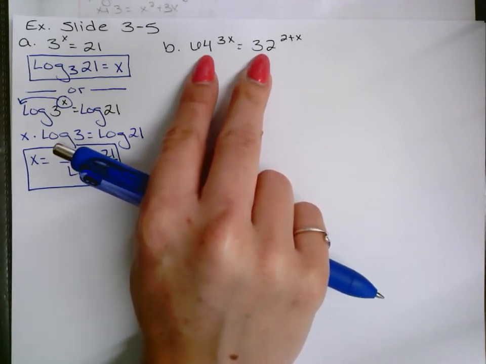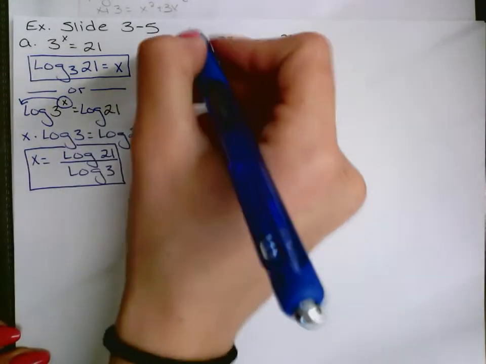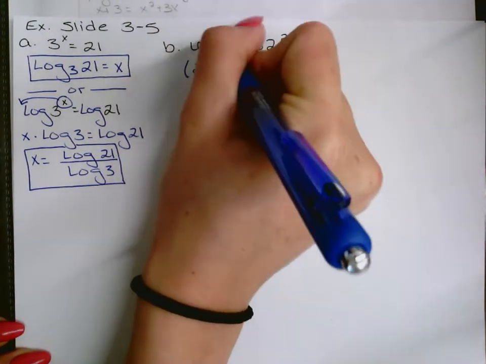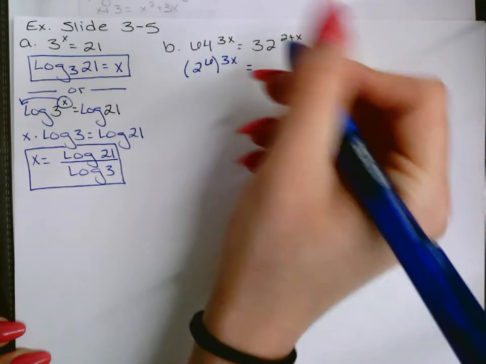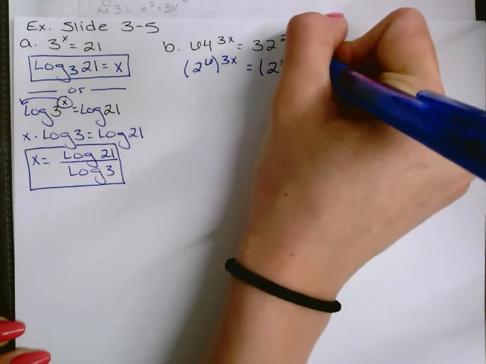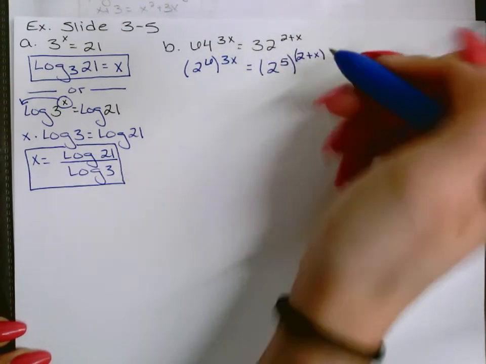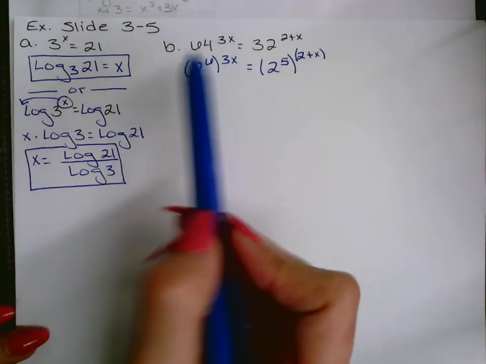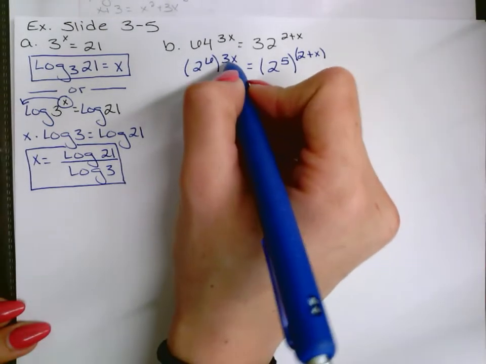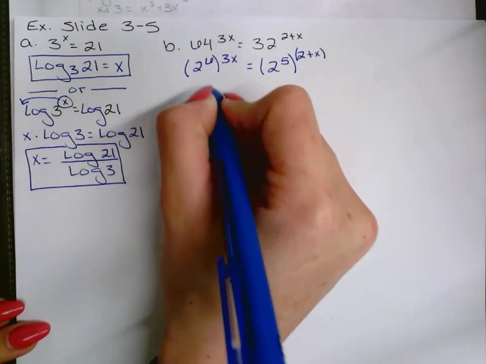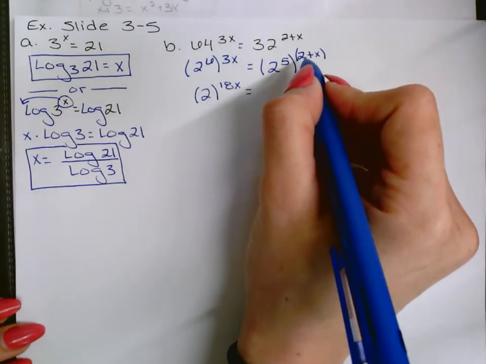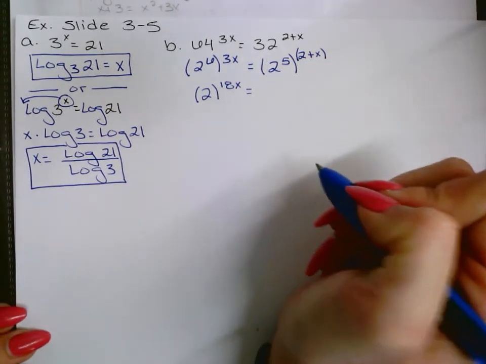So if you're willing to play a little bit in your calculator and test out those bases, you'd come up with that 64 can be rewritten as 2 raised to the 6, and 32 could be rewritten as 2 raised to the 5th. Okay? Now, who remembers the rule of an exponent raised to an exponent? You multiply them. Good. So 6 times 3x would give me 18x. And then 5 times 2 plus x, be careful here, what would that give me?